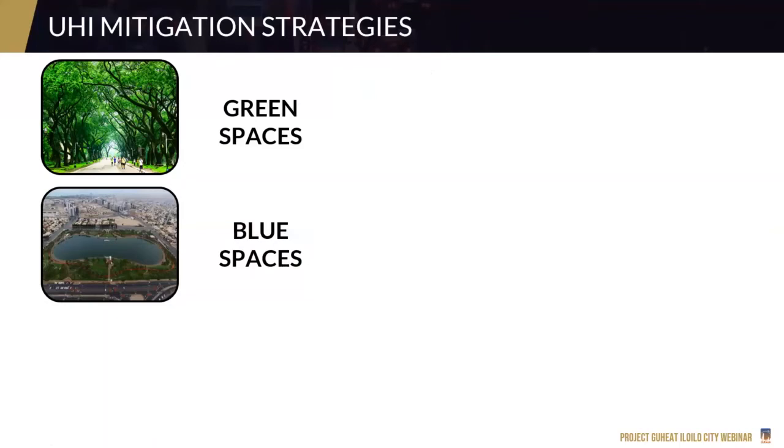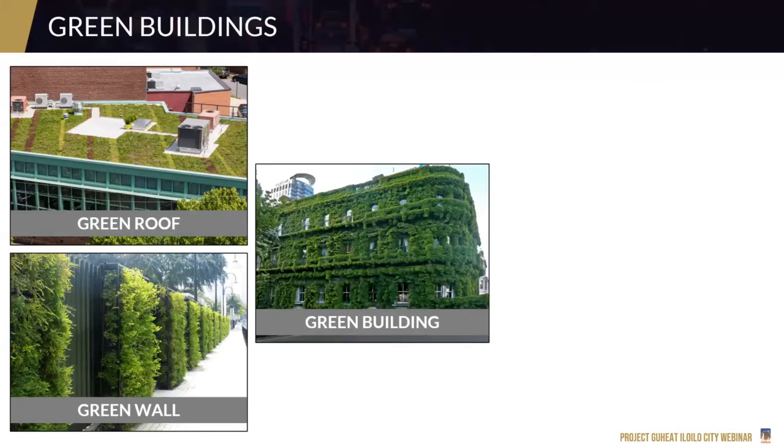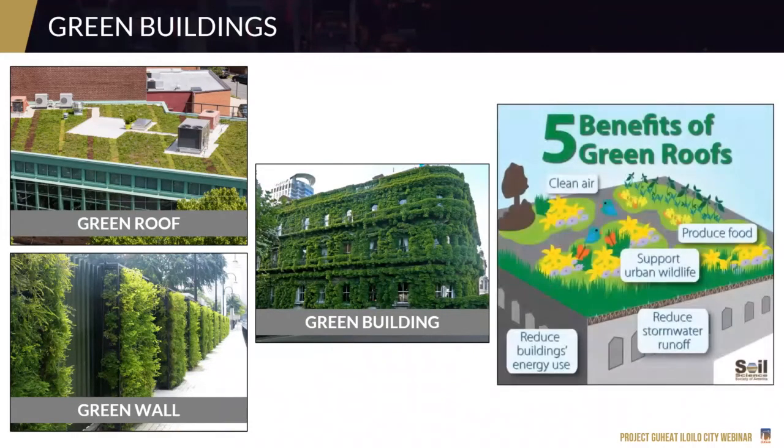So yung third UHI mitigation measure ay green buildings. Green buildings are buildings na incorporated ng vegetation. It can either be green roof, green walls, or combination. Though bihira makita ng green buildings talaga na entire wall and roof ay covered with vegetation, at least sa Philippines. Aside from cooling the surface and air temperature, it has also several benefits like cleaning the air, producing food, support urban wildlife, and reducing stormwater runoff.